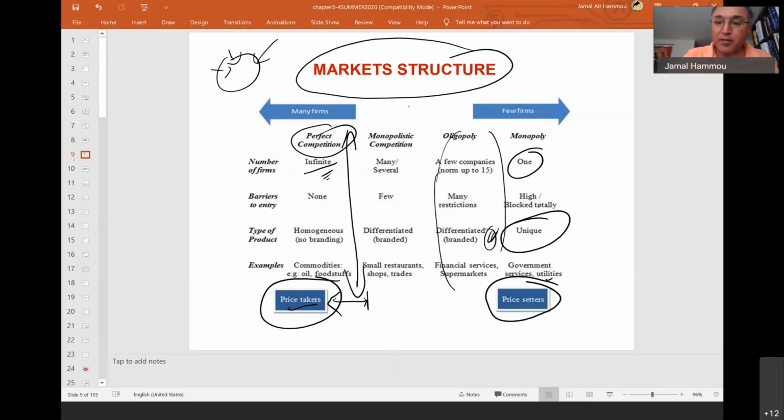You are competing based on what you can offer to the consumers. So before we think about the price, you have to distinguish yourself. What part of the market are you in? What part of the structure are you operating in?